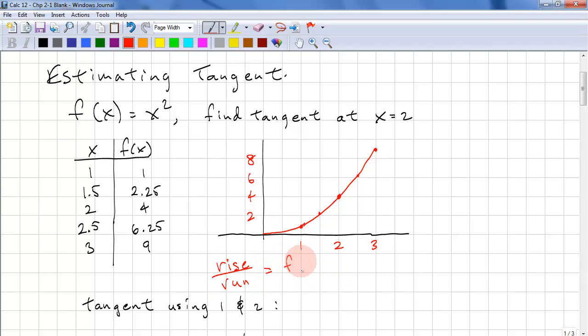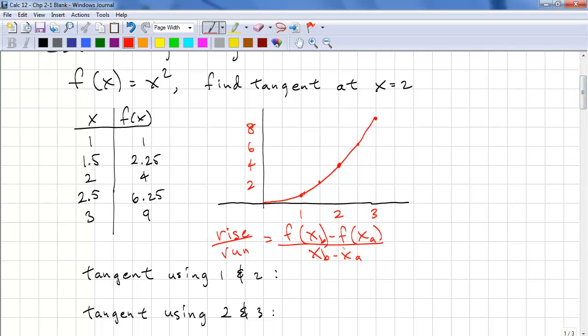which is equal to f of xb minus f of xa over xb minus xa. So using 1 and 2, we have f of 2 minus f of 1 over 2 minus 1. This is 4 minus 1 over 2 minus 1, and that's just 3.